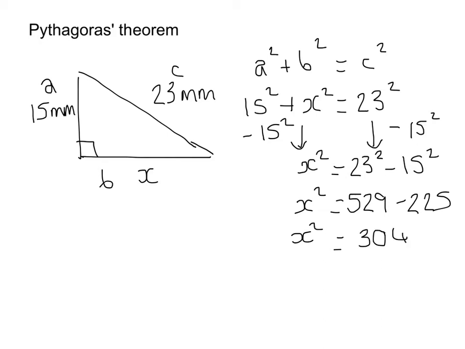And as we've done before, we just need to square root both sides to find out what X is. And if I square root 304, I get my answer, which is 17.4. And of course, this time, let's just look at our units. And unlike the other questions, it's not centimetres, it's in fact millimetres. So my answer is 17.4 millimetres. Again, if I look at C, C is 23 millimetres. My answer for X, which is a shorter side, is 17.4 millimetres. So I can be pretty confident that I got the right answer.